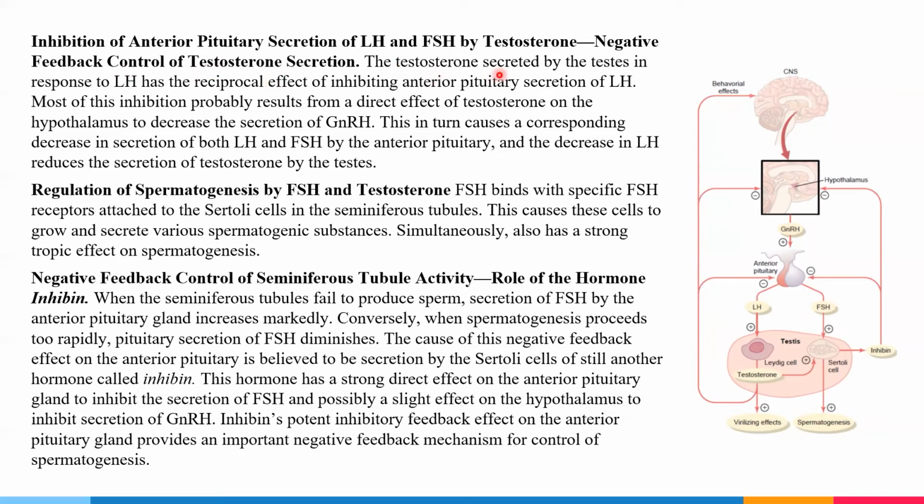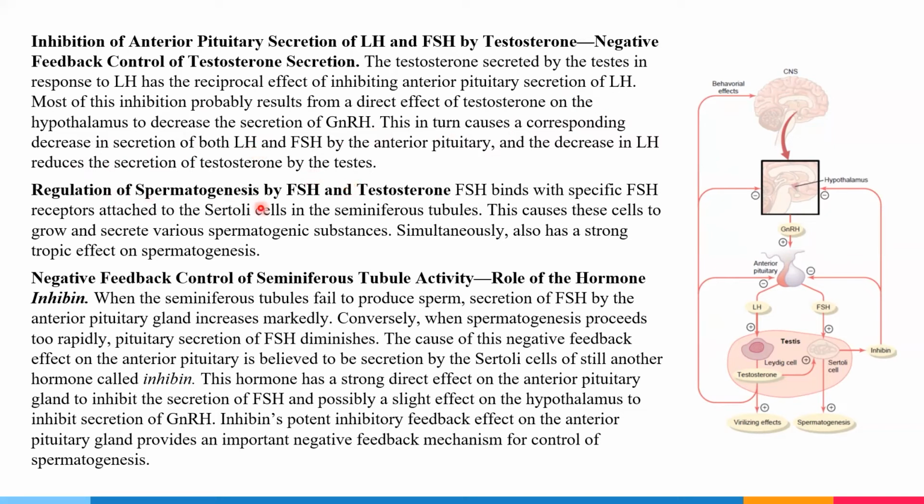The testosterone secreted by the testis in response to LH has a reciprocal effect of inhibiting anterior pituitary secretion of LH. Most of this inhibition probably results from a direct effect of testosterone on the hypothalamus to decrease the secretion of GnRH. This in turn causes a corresponding decrease in secretion of both LH and FSH by the anterior pituitary, and the decrease in LH reduces the secretion of testosterone by the testis.